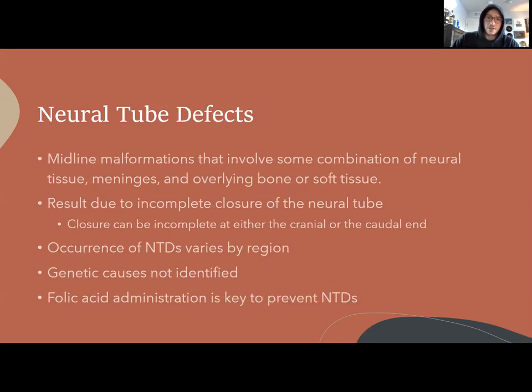Any defects are going to result due to the incomplete closure of those neuropores, or just any incomplete closure of the neural tube. These neural tube defects are the most common CNS malformation that you can see, and are going to result in midline malformations that involve some combination of neural tissue, meninges, and overlying bone or soft tissue. And depending on the degree to which they involve those structures, it's going to affect the severity of the pathologic process.